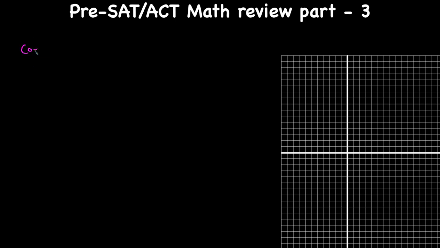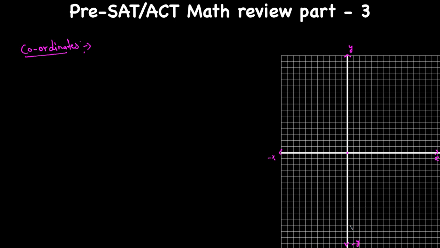Let me write it down. Coordinates. Before we dig into coordinates, let's look at this graph over here. This side is called the y-axis, and this is our x-axis. This is, let's say, 0. Above 0 is a positive y value, and below 0 is a negative y value. To the right it's a positive x value, and to the left of 0 it's negative x values.